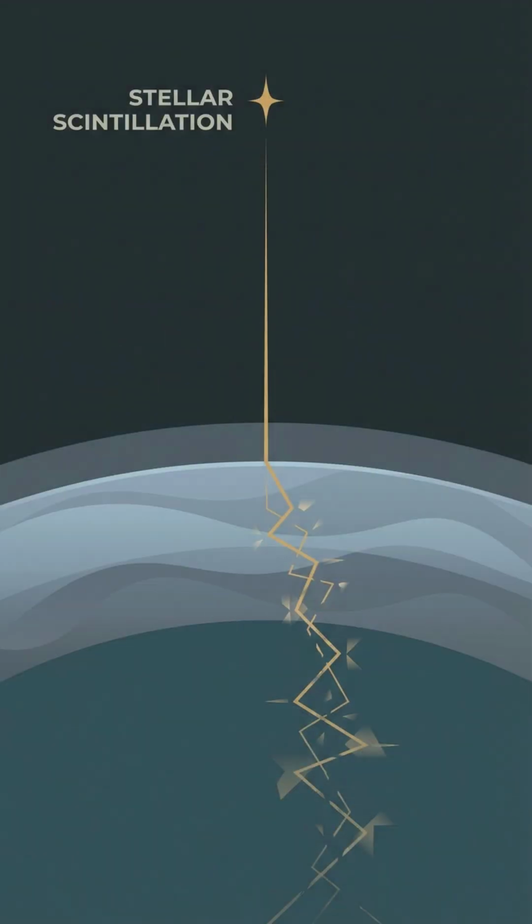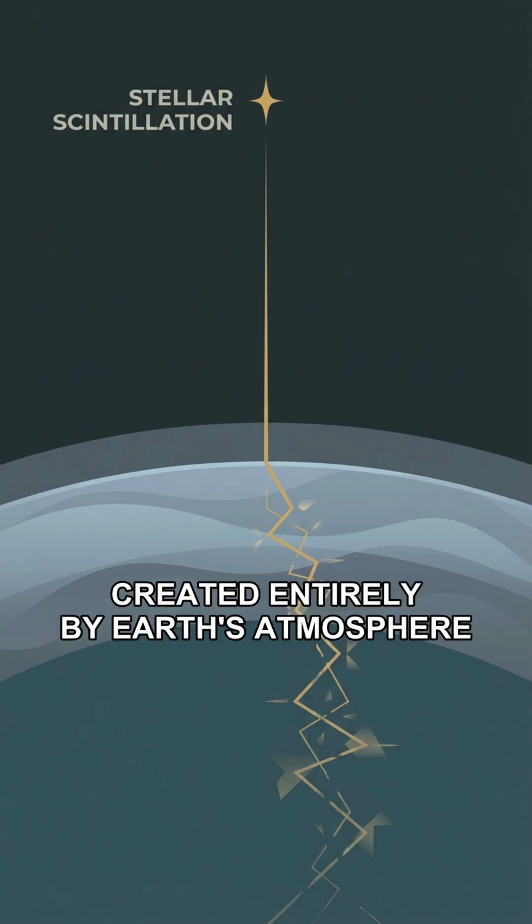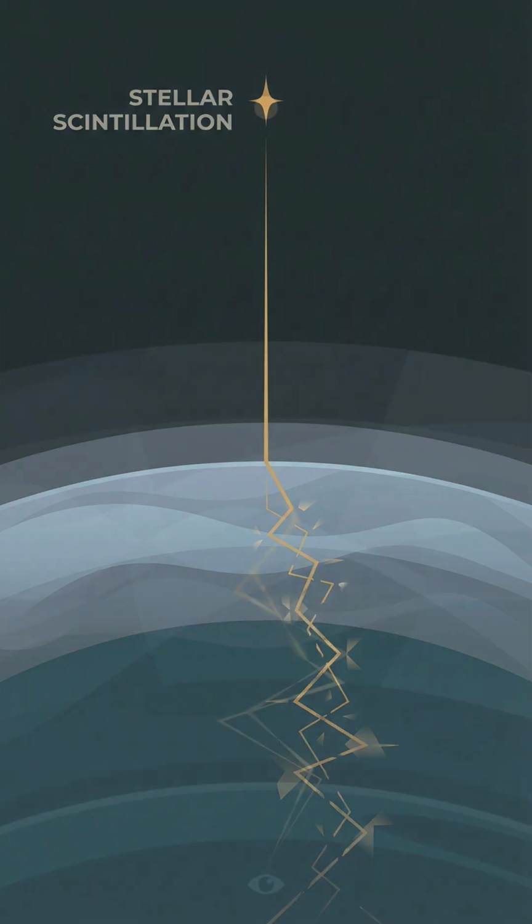Script. Narration. Stars appear to twinkle due to a phenomenon called stellar scintillation, an optical illusion created entirely by Earth's atmosphere.